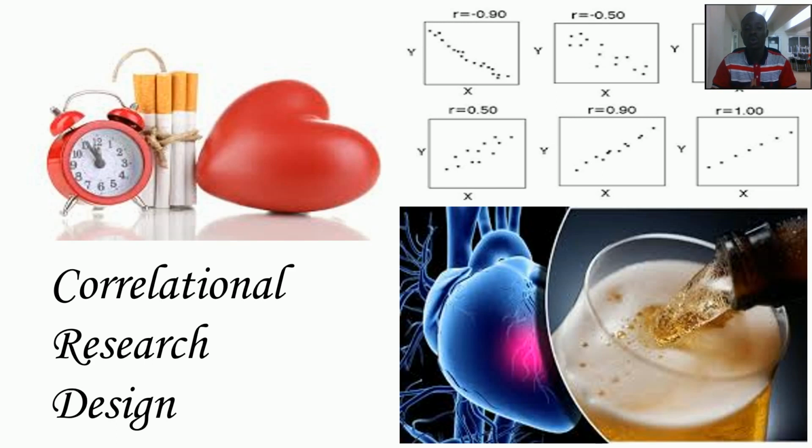So they want to know whether, as someone keeps on taking alcohol, the person's propensity or probability of getting heart disease increases, or is it high or low? So this is the purpose of the research design.